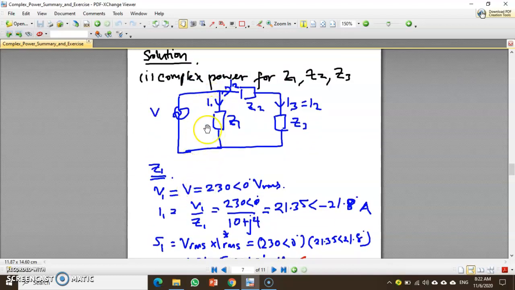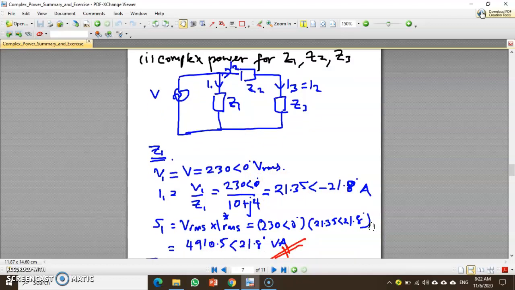Then we can determine the current I1. I1 equals V1 over Z1, and then you get the RMS current, because VRMS divided by Z gives IRMS. Once you have V1 and I1, you can determine S1, because the complex power S equals VRMS times the conjugate of IRMS. So you can get S1.